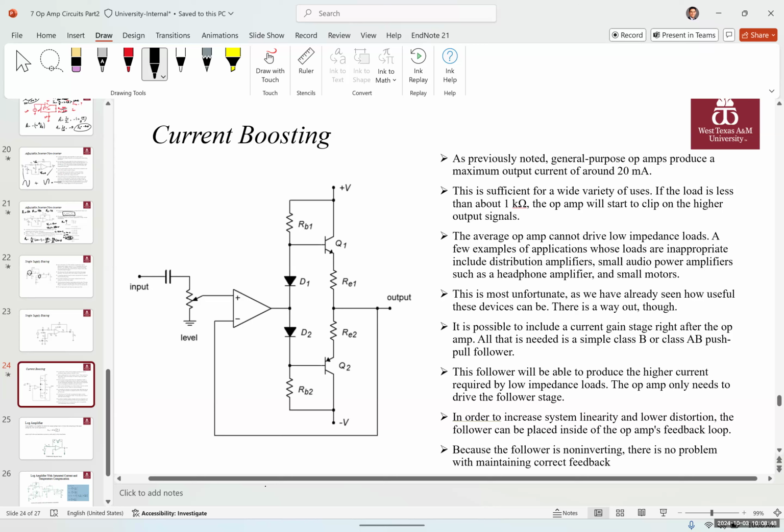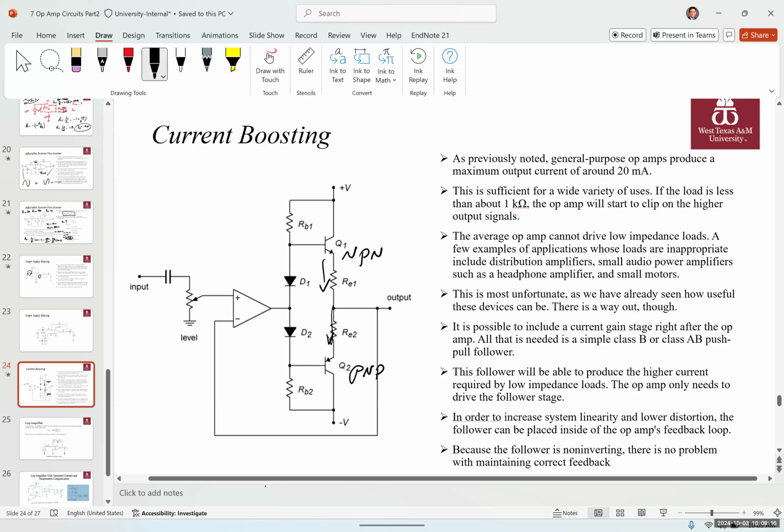The current boosting circuit is a class B or a class AB push-pull follower, what we call. It's comprised of 2 diodes and 2 transistors. One of them, you can see, is an NPN, the other one is a PNP. The reason that we call it push-pull is that one of them is pulling the current and the other one is pushing the current. That's the reason we call it a push-pull current amplifier.